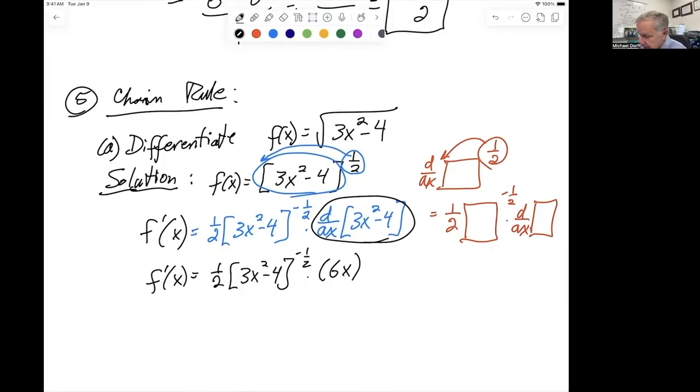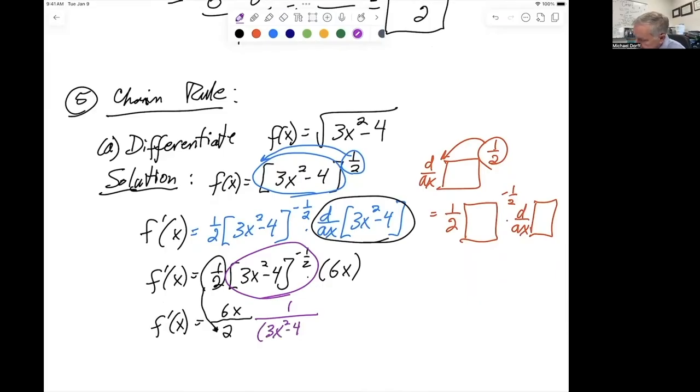And now that's a perfectly fine answer, but sometimes the answer will be cleaned up a little bit. So I'm going to have a 6x in the numerator, and then I have a 2 in the denominator from this. So that's the 2 there. And what happens to this part? Well, that's the same thing as 1 over that to the positive half power. So negative 1/2 power is the same as 1 over that to the positive 1/2 power.